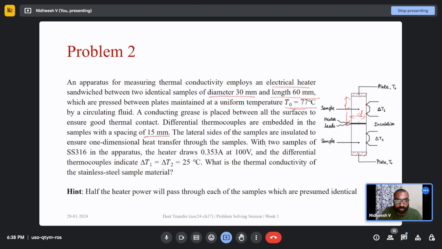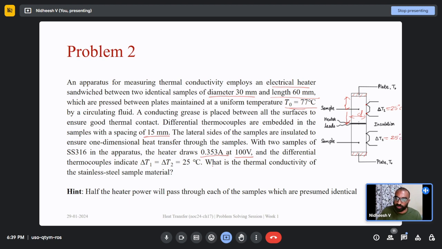Now with two samples of stainless steel 316 in the apparatus, both the samples are identical and made with SS316. It is also given to us that the heater draws a certain amount of current and is operating at a certain voltage, 0.353 ampere current and 100 voltage. Also the differential temperature indicated by these thermocouples is given, which is the same in both cases, 25 degrees Celsius, same as here, 25 degrees Celsius.